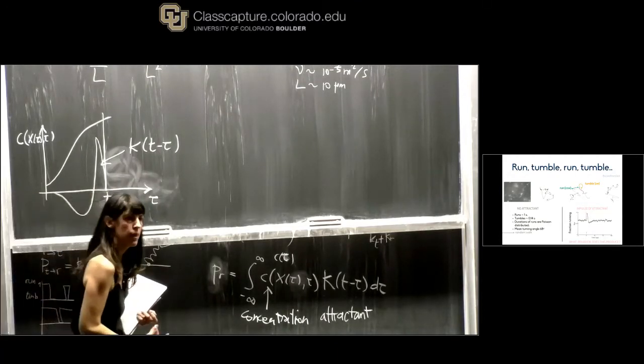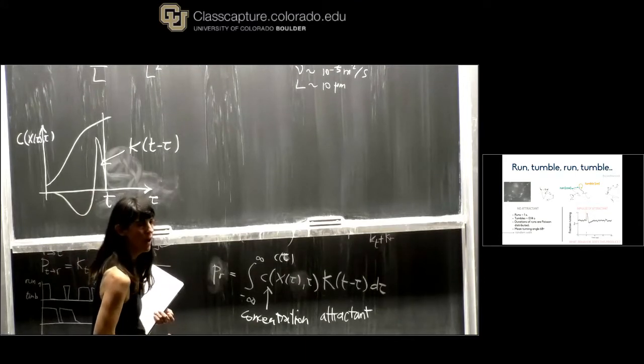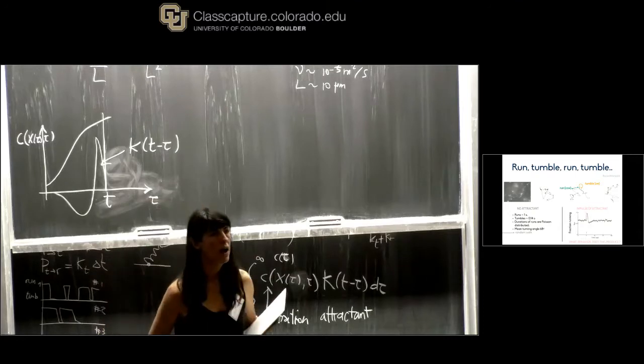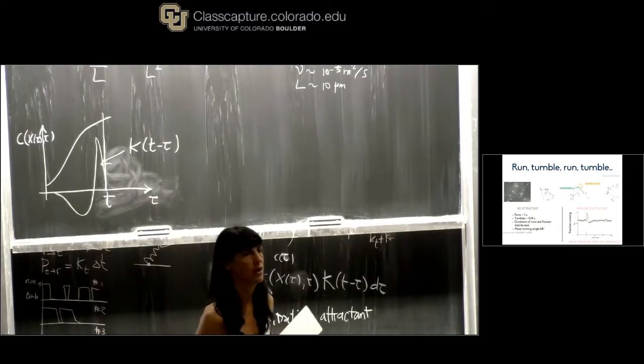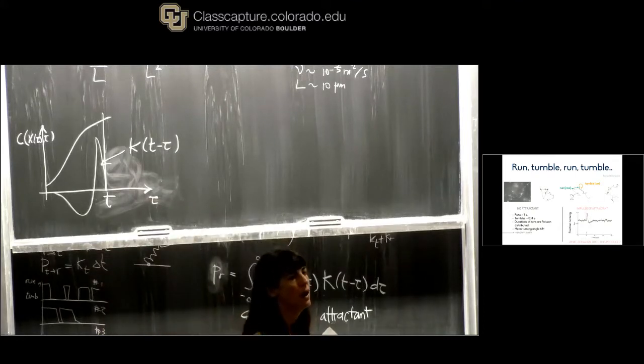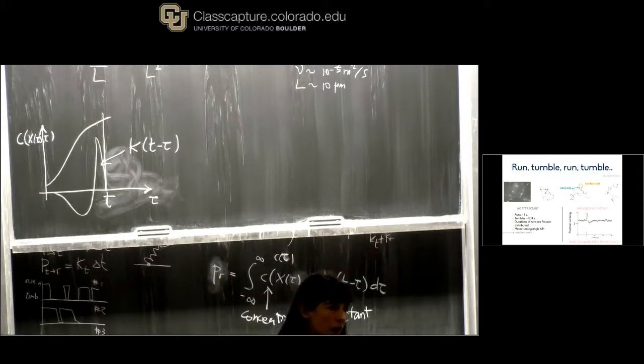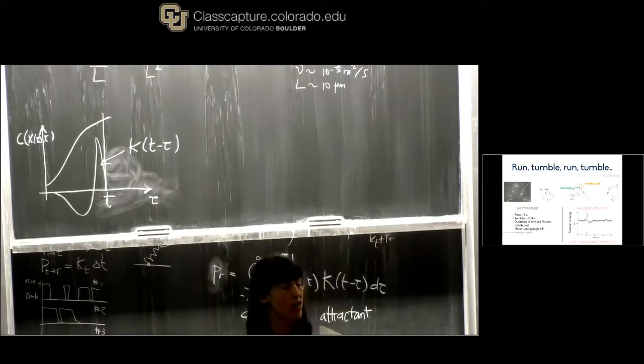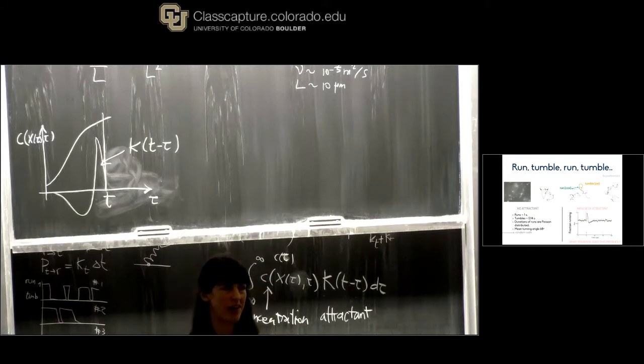Yes? We have some kind of memory. Eventually, presumably, as it goes closer to its destination, it should run more often than tumble. But how does it store the memory? This is the most well-studied system ever.